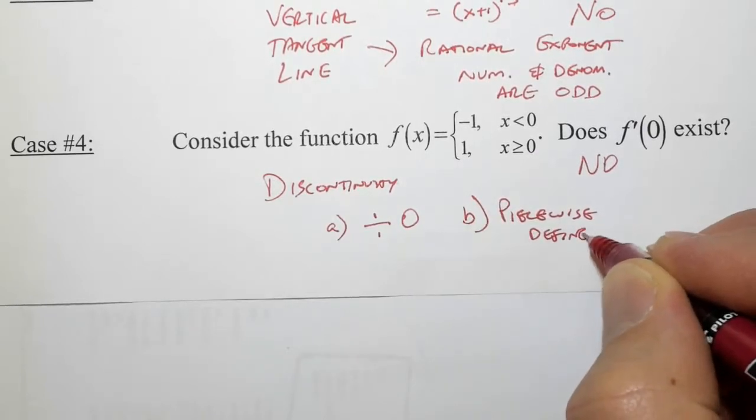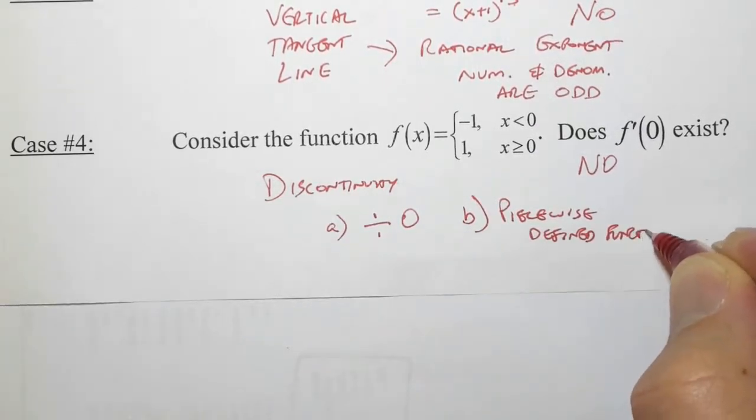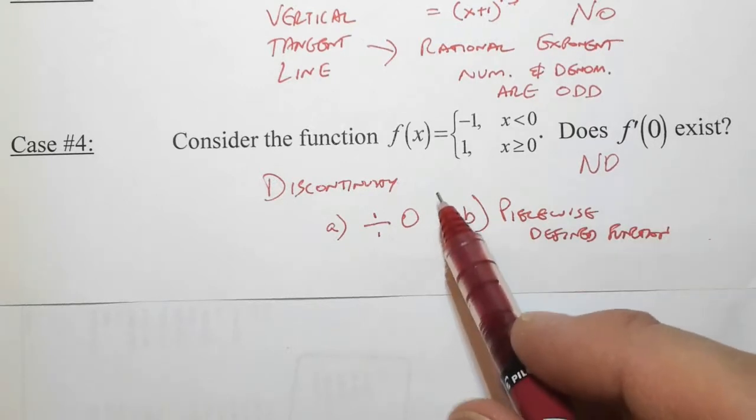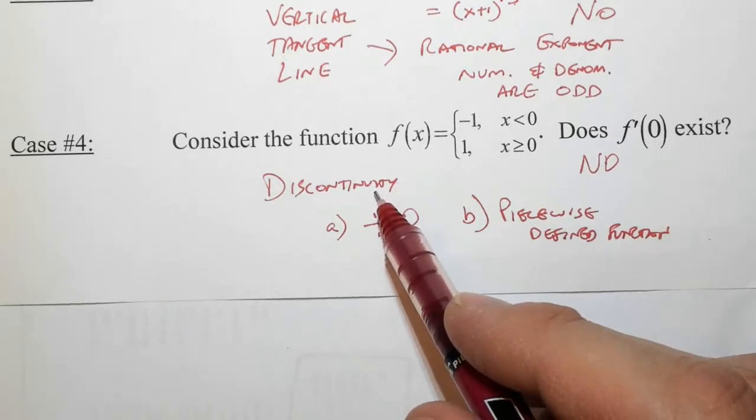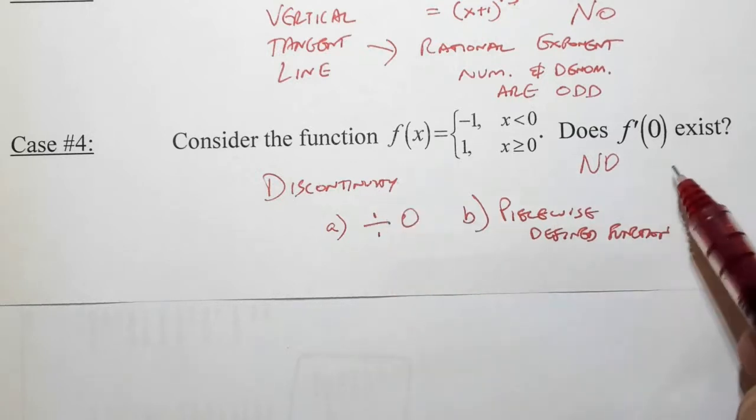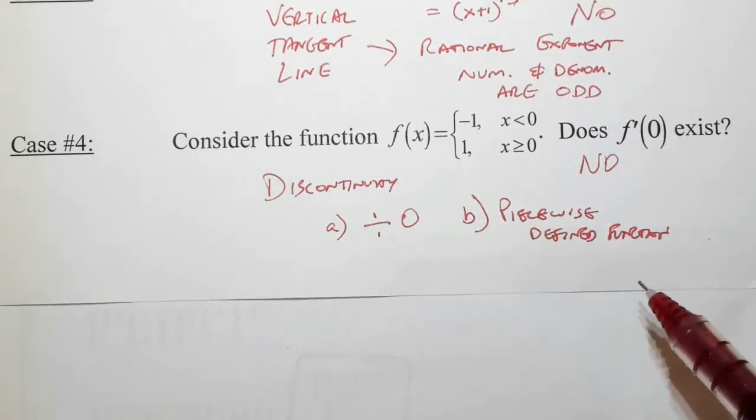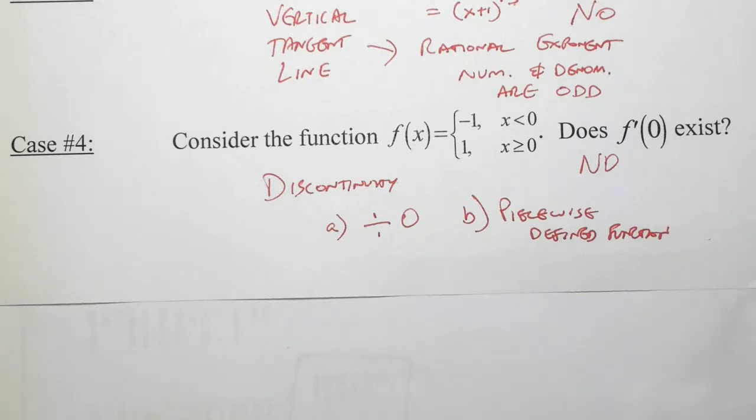So those are situations to look out for. What would cause our function to have a discontinuity, and whatever value of x causes our function to have a discontinuity, that would be a situation where the derivative does not exist. So those are our big 4: corners, cusps, vertical tangent lines, and discontinuities.